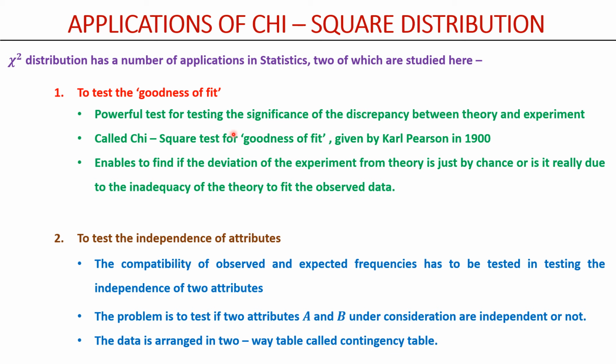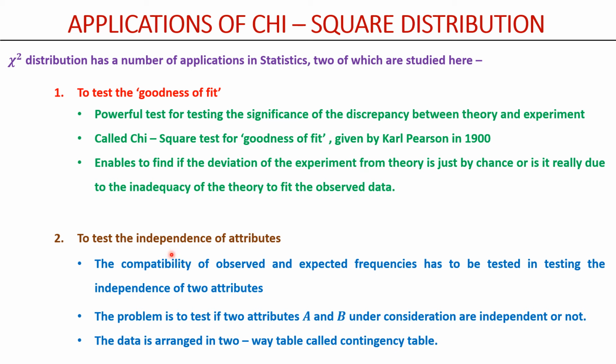It's called the chi-square test for goodness of fit, and it was given by Karl Pearson in the year 1900. So this test enables us to know if the deviation between the experiment and the theory is only by chance, or is it really due to the inadequacy of the theory to fit the observed data. So it's going to give us clarity as to whether the experiment and the theory are supporting each other, whether the theory supports the experiment or the experiment supports the theory.